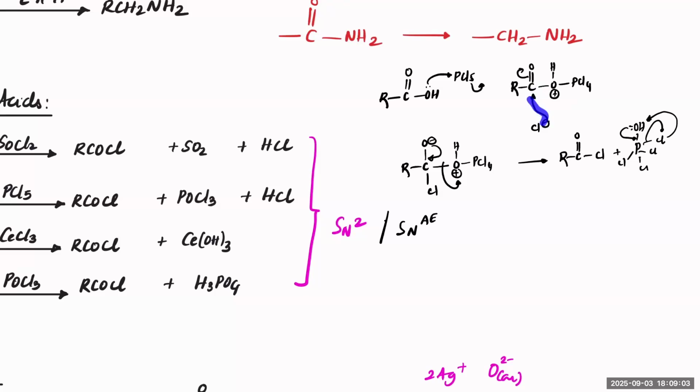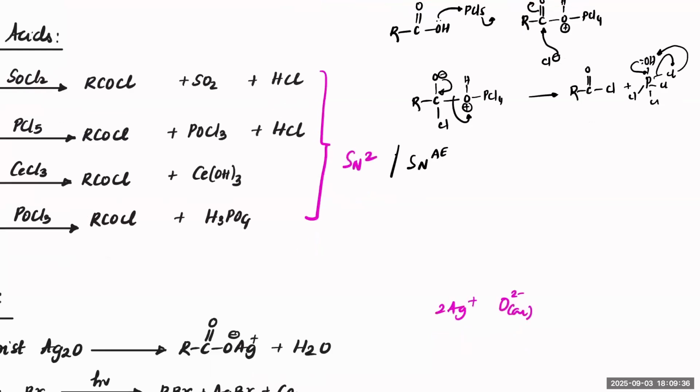First, as you attack, the pi bond will shift onto oxygen. Then that negative charge will push here to remove this product. So this is called the SNAE reaction. That means addition, elimination. First an addition, then an elimination. So it is an SN2 kind which is happening via SNAE, meaning addition-elimination reaction. Okay, clear beta? Right.